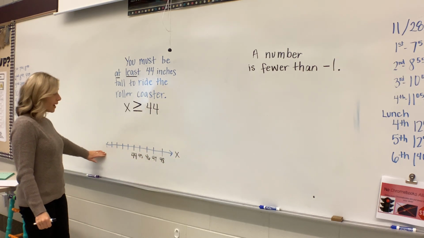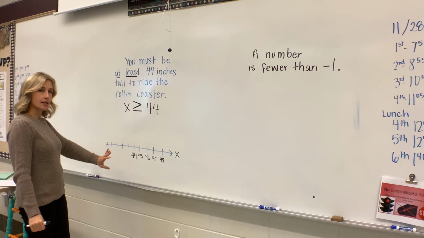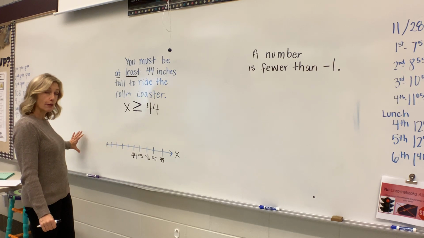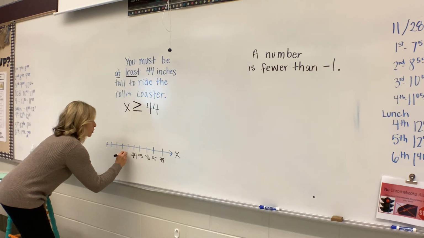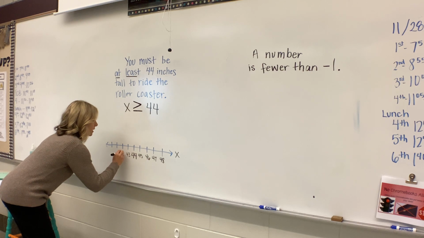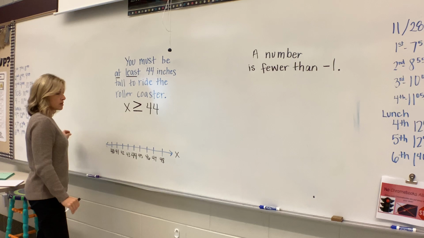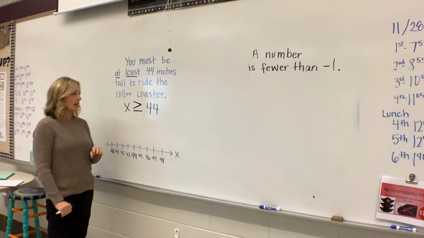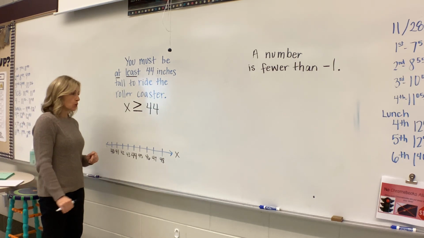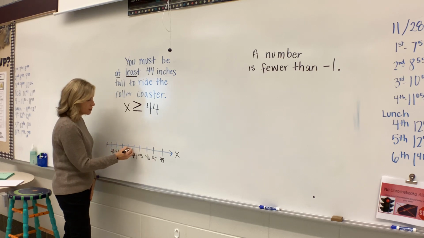And then this direction, right, it should be getting smaller because less than numbers are to the left on a number line. So if I'm sort of counting down, I have 43, 42, 41, and 40, and the arrow means that those numbers would continue.